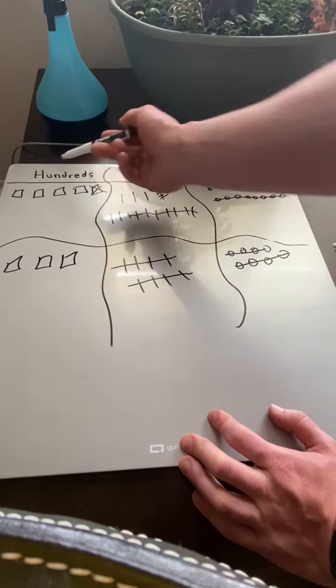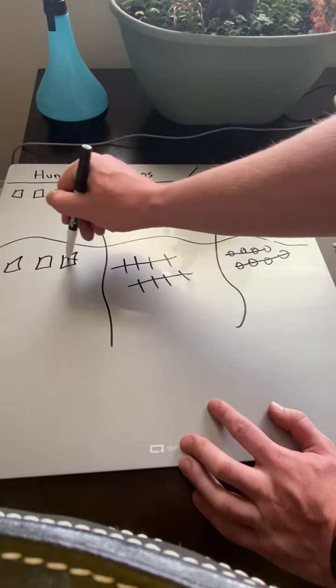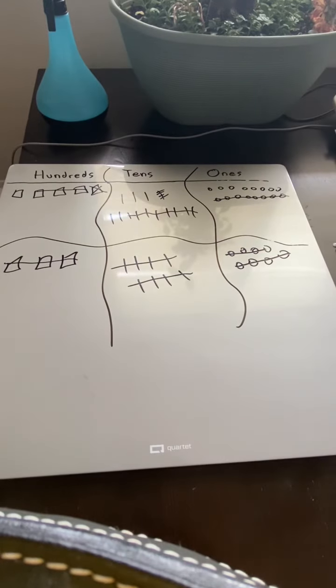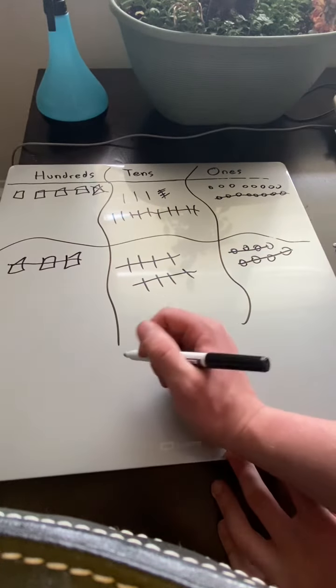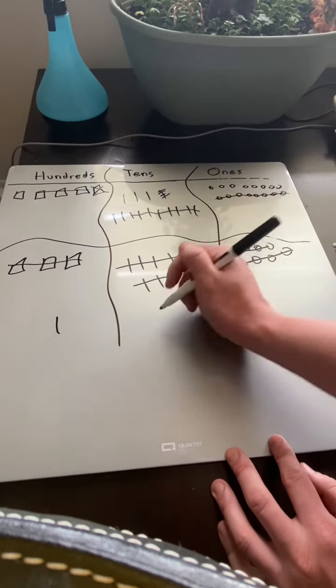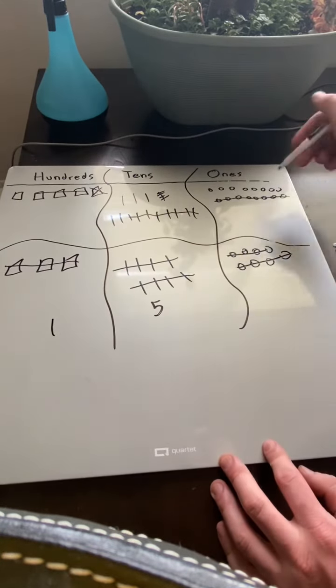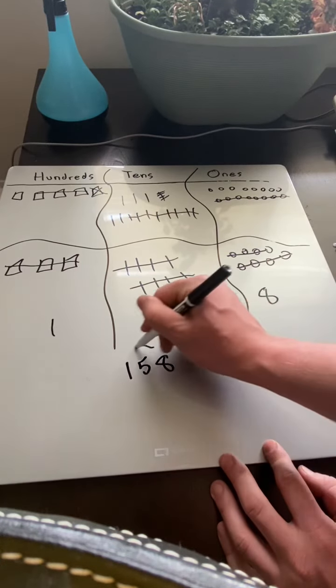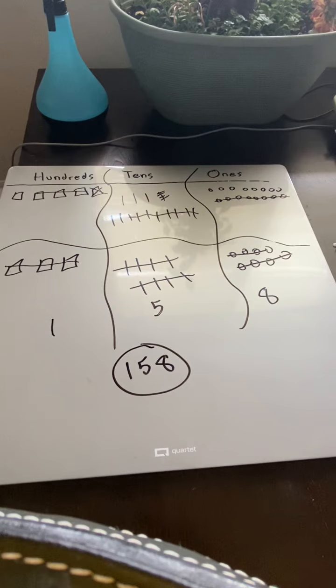Next up, 4 hundreds minus 3 hundreds. Cross out 3. We're left with 100. So again, let's put it into numbers. We got 100, 5 tens, and 8 ones. 158, just like last time. This method is great because it's just like the concrete method, but you don't actually need your manipulatives. You could just do it with pen and paper.